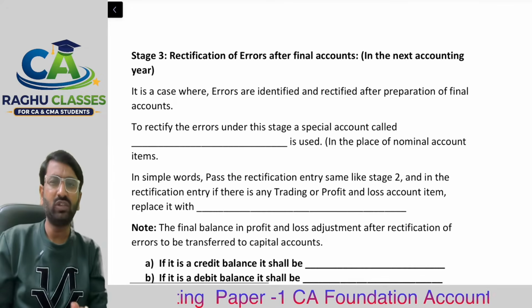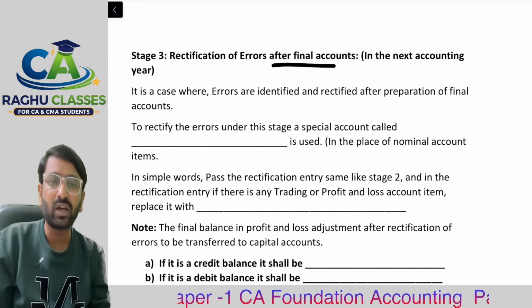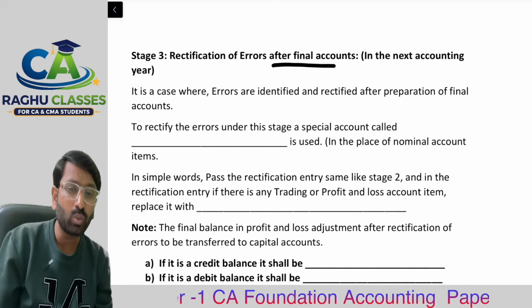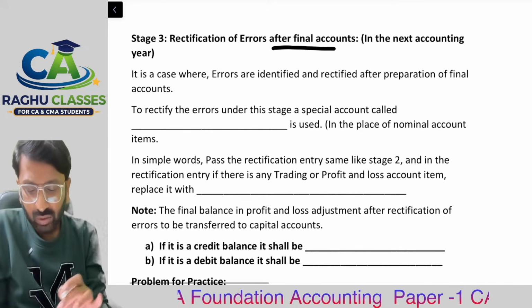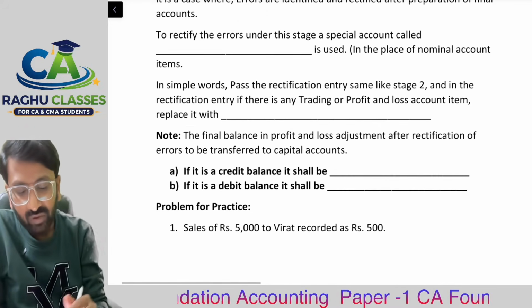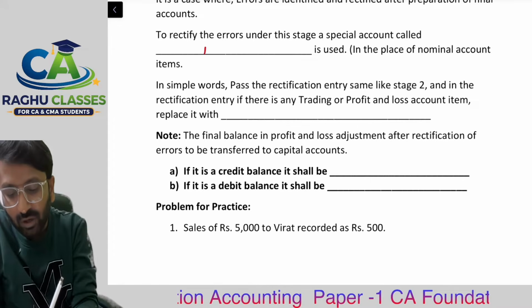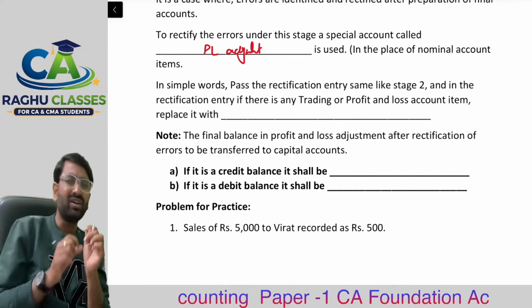Stage 3 rectification, where the errors are rectified after final accounts in the next accounting year. Whenever this happens, first what we do, we open a special account. Whenever we do stage 3, we open an account called profit and loss adjustment account. Now I'll tell you one simple thing.